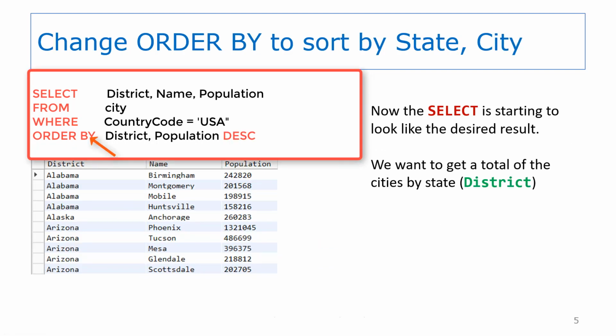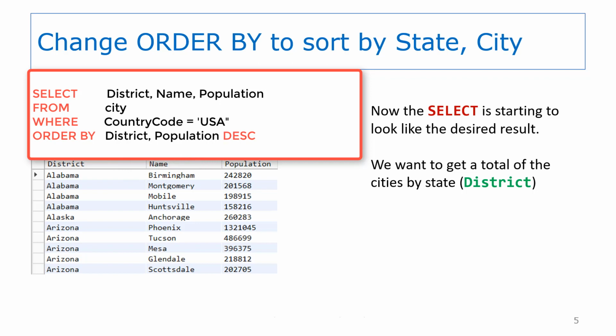In this version of the select statement, I changed the order by clause. I added the district as the first column in the order by clause. So now you can see that the list is sorted first by state, then by the cities within that state, with the largest cities appearing first within each state.